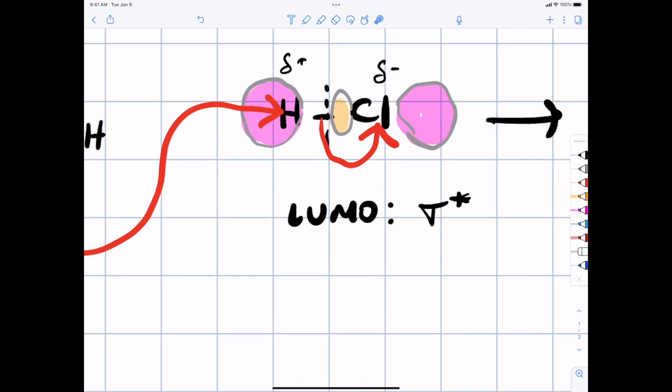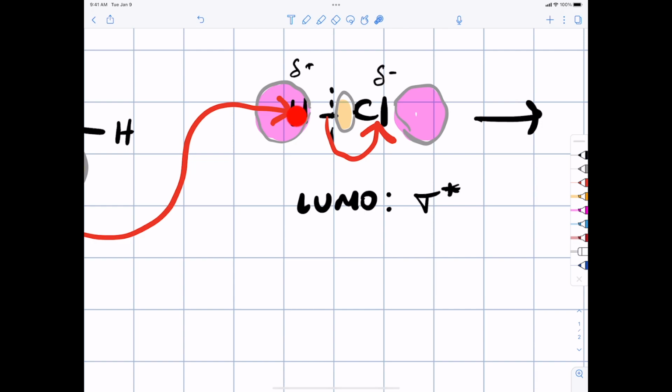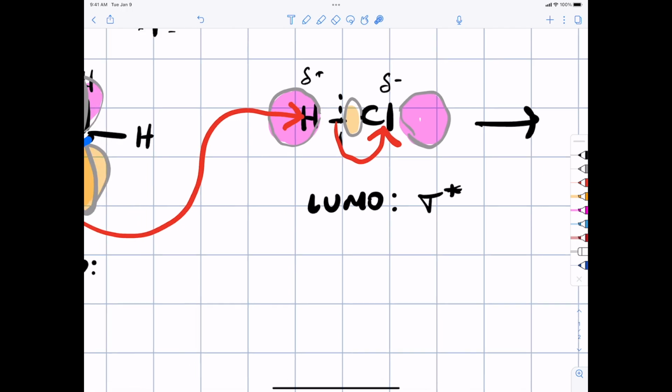No, actually, good question. When we attack the LUMO, the hydrogen goes with, but doesn't take its electrons. The electrons that were in the hydrogen-chlorine bond end up on chlorine. Yep. Good.